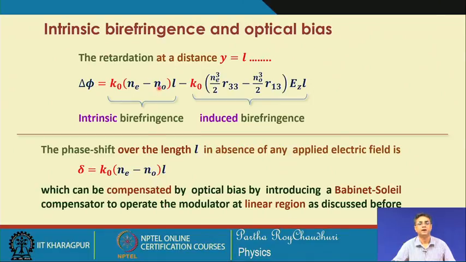So, this part has to be compensated for by changing the operating point, shifting the operating point for linear operation, whereas this part is the voltage induced birefringence. So, the phase shift over a length L, in the absence of any field, has to be compensated by optical bias, the thing that we have already discussed in the case of the KDP crystal. You may have to use a compensator, a Babinet-Soleil compensator, to operate the modulator in the linear region.